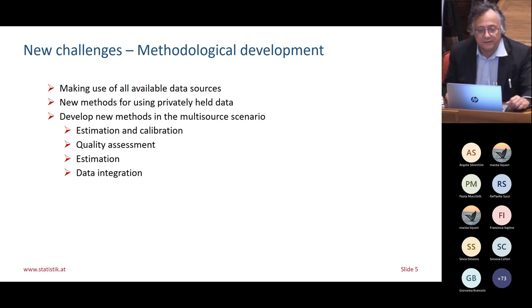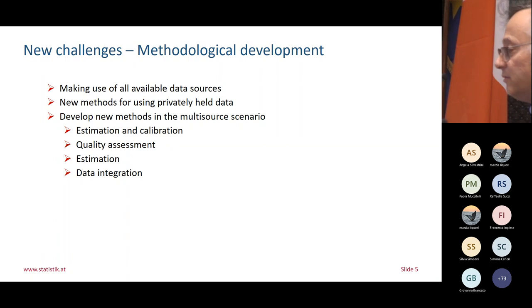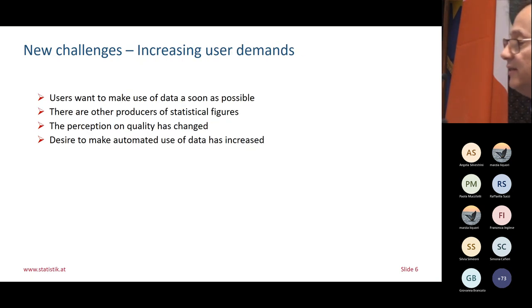The methodological development concerns the use of all data sources, and new methods we need to use for privately held data. And we have to be in this multi-source scenario. We'll come back to that in a few minutes. We have to rely on new estimation methods and calibration. We have to do quality assessment. We have to integrate those data.